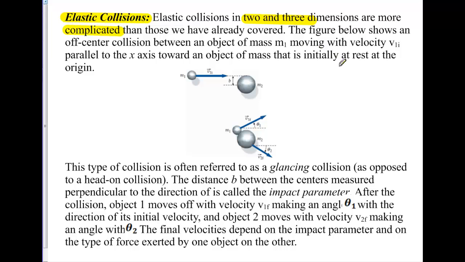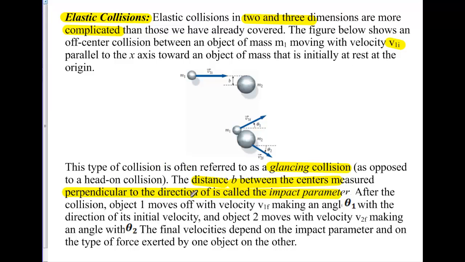The figure below shows an off-centered collision between an object of mass m1 and m2. m1 is moving at a velocity of v1 initial parallel to the x-axis toward the object of mass m2 that is initially at rest. This type of collision is referred to as a glancing collision, meaning that they're no longer going along an axis that is parallel to just the x and y axis. The distance b between the centers measured perpendicular to the direction is called the impact parameter.